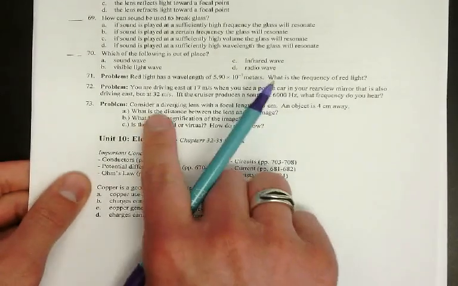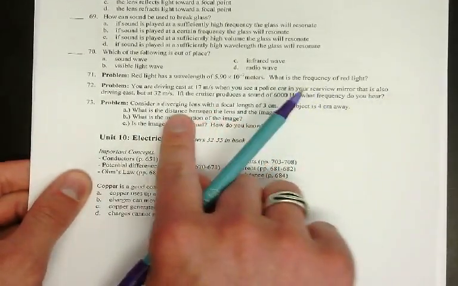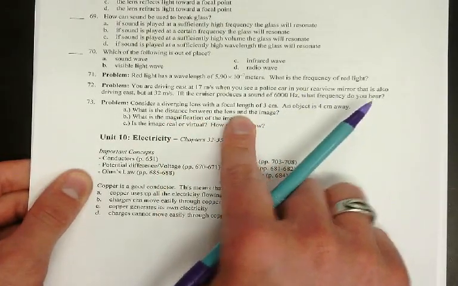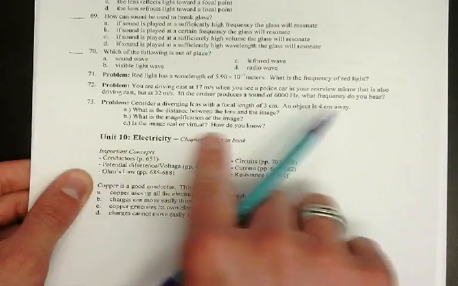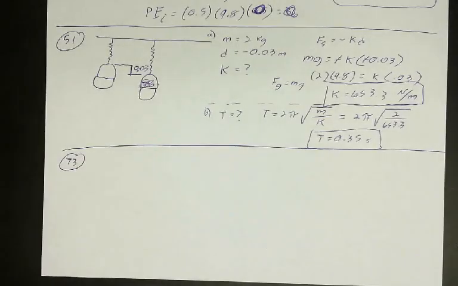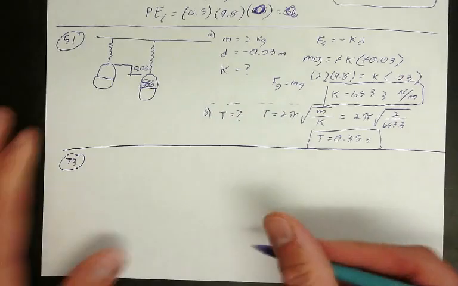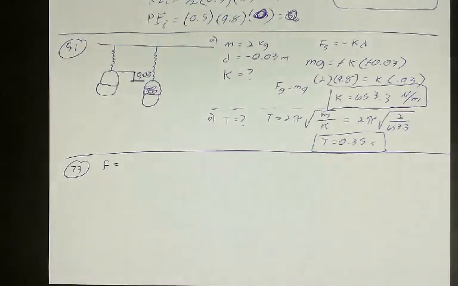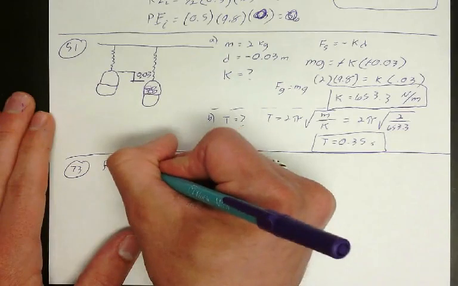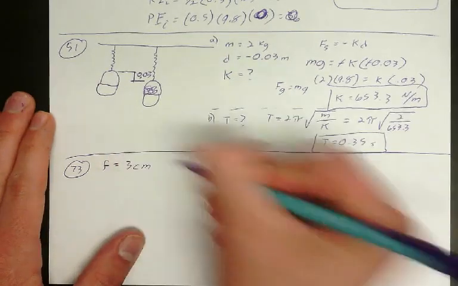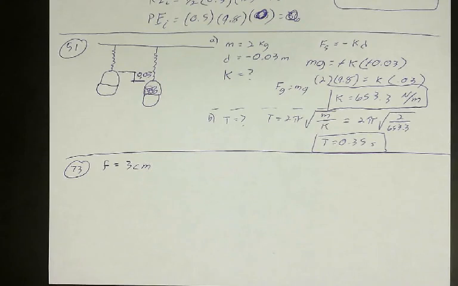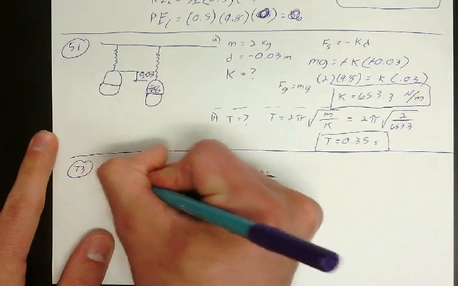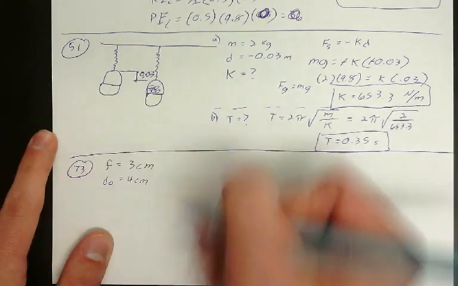So again, for a lens, we're trying to find the DI, the image distance, we're trying to find the magnification, and we're trying to find if it's real or virtual. So first thing I'm going to do is write my knowns and unknowns. It gives me a focal length of 3 centimeters, and it says the object is 4 centimeters away.